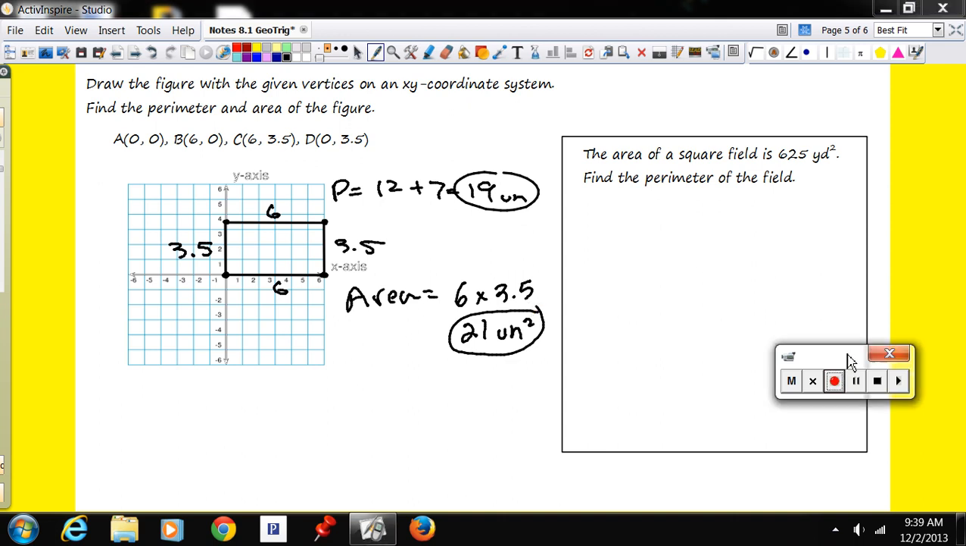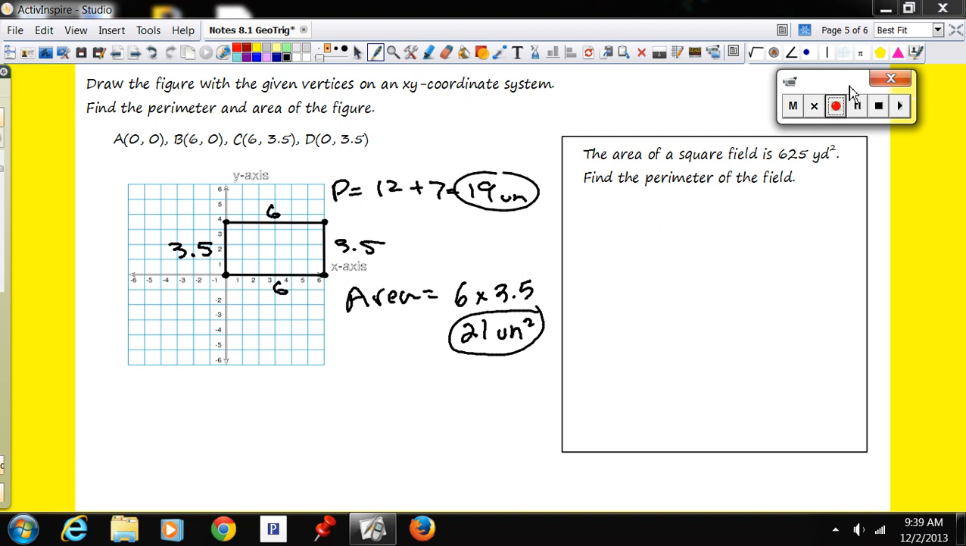All right, find the area. Well, the area of a square field is 625. A little bit different on this one. Let's work this one out together real quick. Area of a square. So what do we know about the area of a square as far as the formula goes? It's on your other side of your paper. What's the area of a square formula? Side squared. So I would put that first.